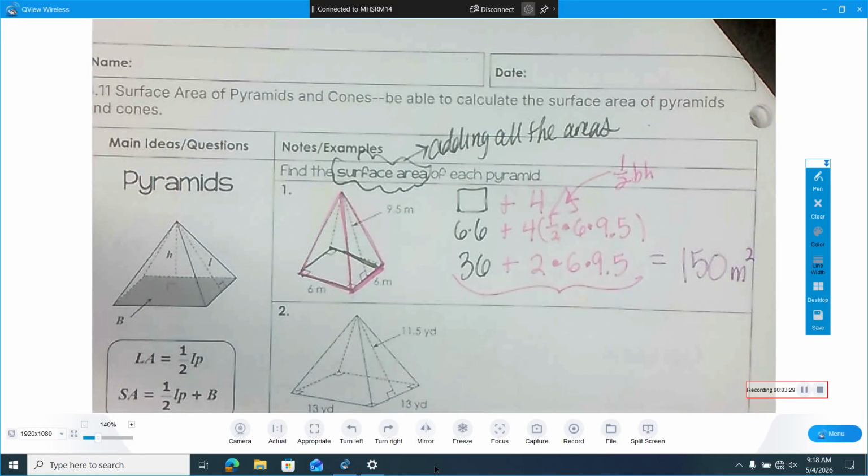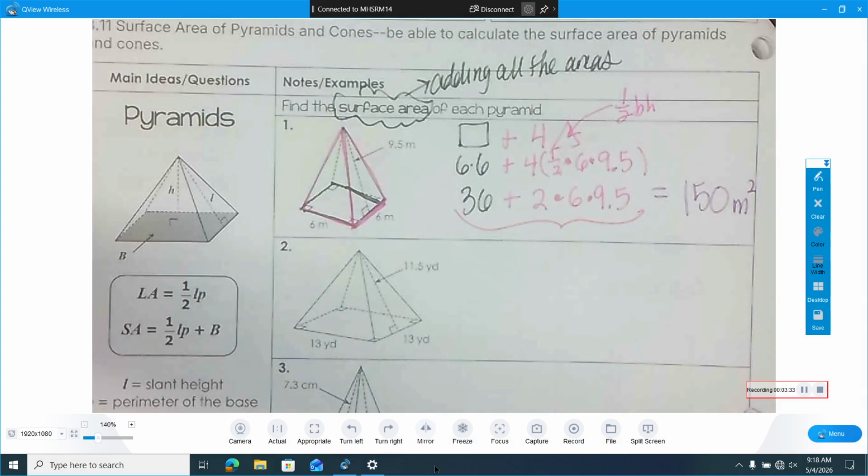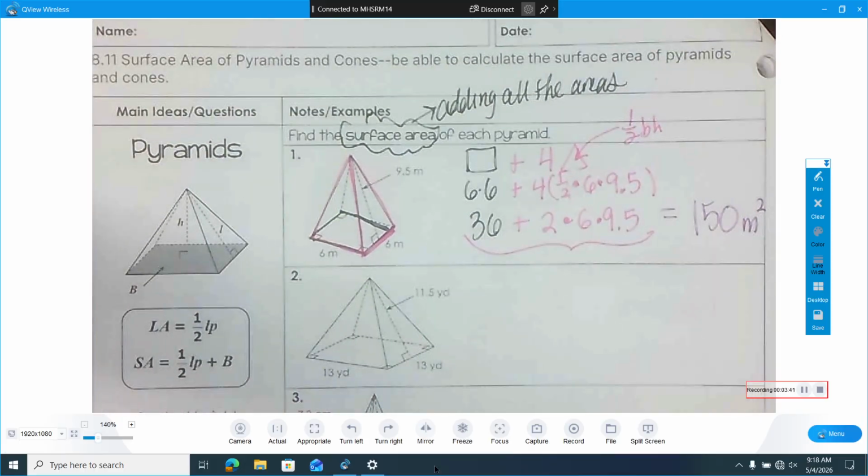So it's really important to think about the different shapes. Never mind, those are all the same, so forget that. Okay. Questions on pyramids? So easy. All right. Turn the page.